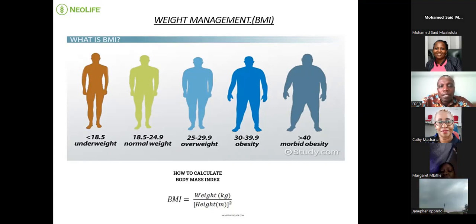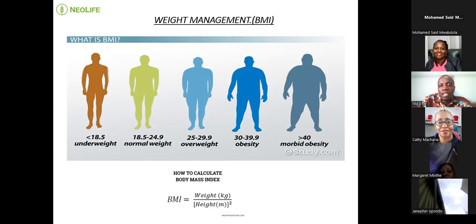If your BMI is 25 to 29.9, you are overweight. If your BMI is 30 to 39.9, then you have what we call obesity. If your BMI is over 40, then you have what we call morbid obesity. So you need to be aware and you need to calculate your BMI.